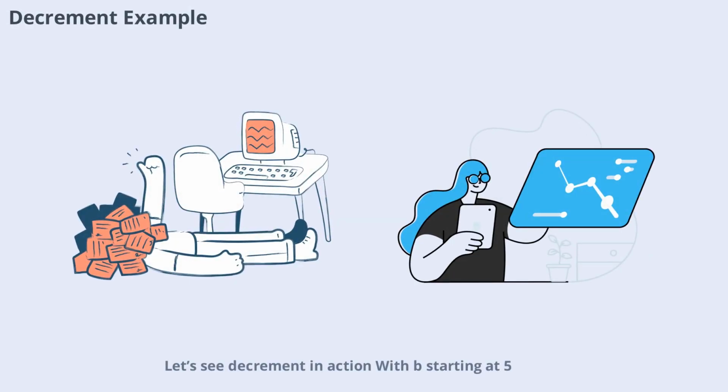With b starting at 5, using b-- decreases its value to 4. This operation is handy for countdowns, managing inventory, or tracking steps. Decrementing is a basic but important tool in many programming scenarios.